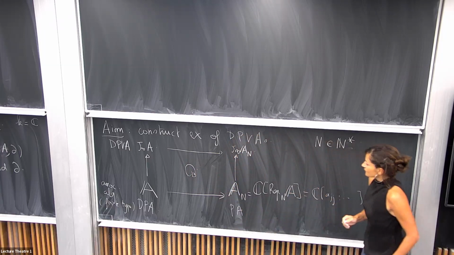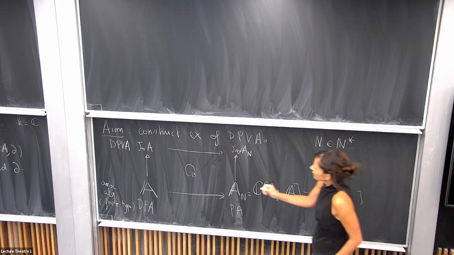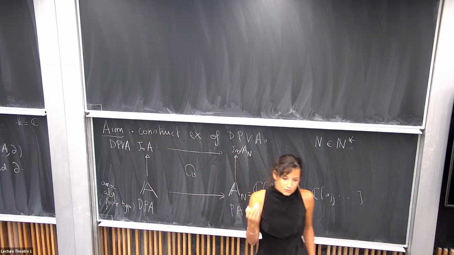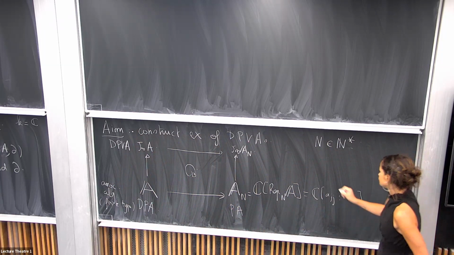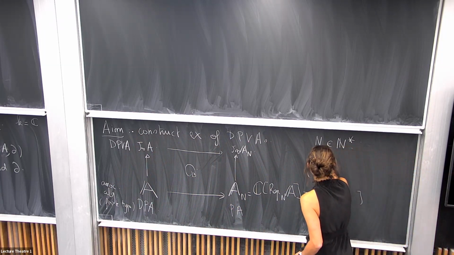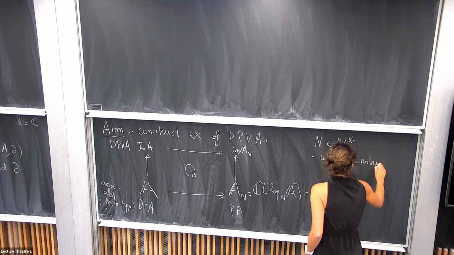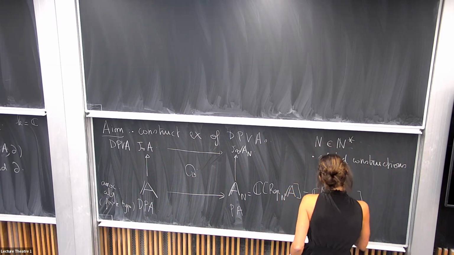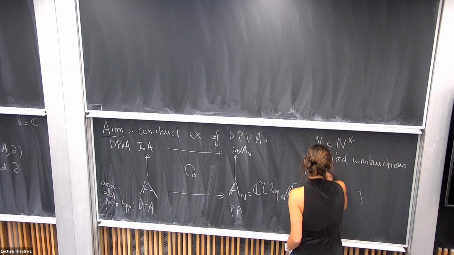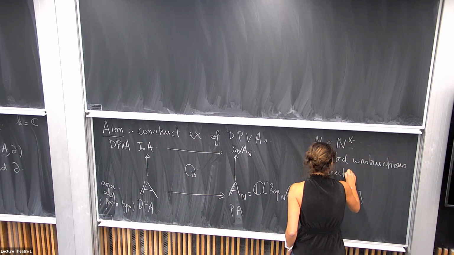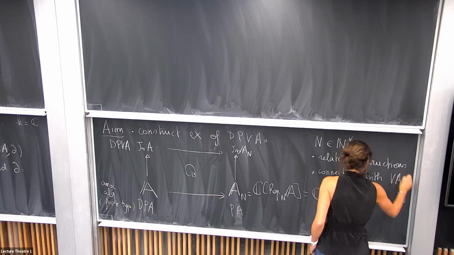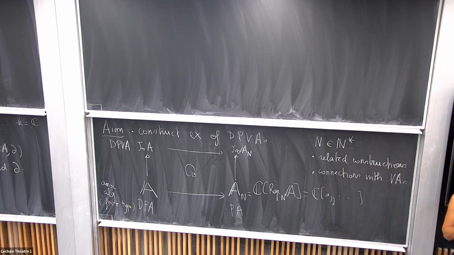From this construction, you can also consider related constructions such as Poisson reduction or Hamiltonian reduction. So I also want to consider Poisson and Hamiltonian reduction, and the connection with vertex algebras. This is essentially what I want to explain.